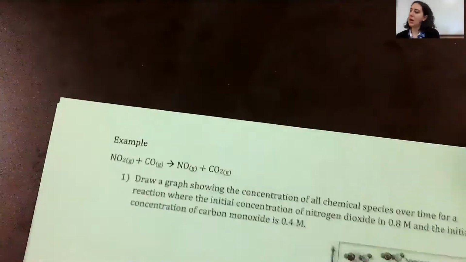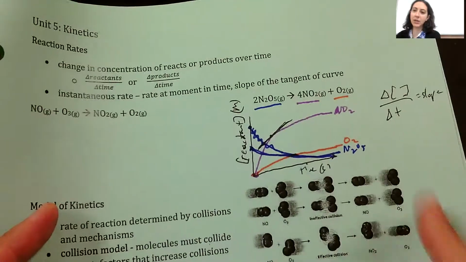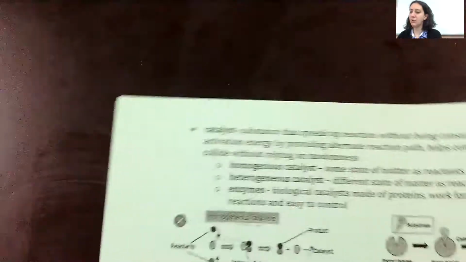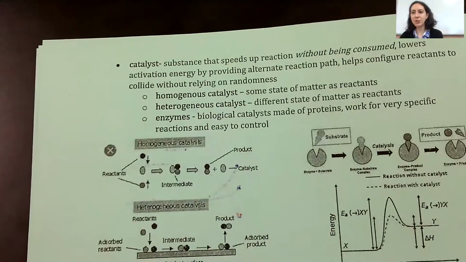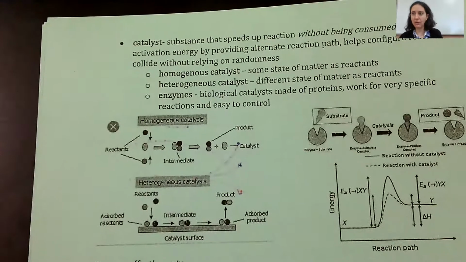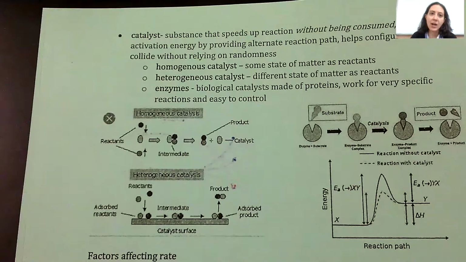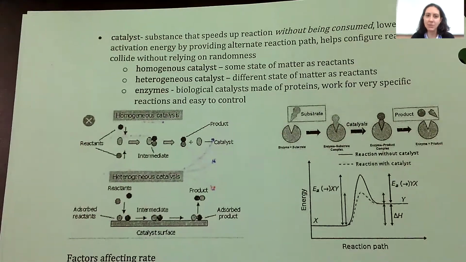So if you think about the collision model, it was just showing random collisions. What a catalyst can do is create a situation where the reaction is more likely to occur without having to increase temperature. So there's three different types of catalysts: homogeneous, heterogeneous, and enzymes. Homogeneous catalysts are catalysts that are in the same phase of matter. For example, in the atmosphere, we have ozone. There are catalysts in the atmosphere that will make the decomposition of ozone into oxygen faster.